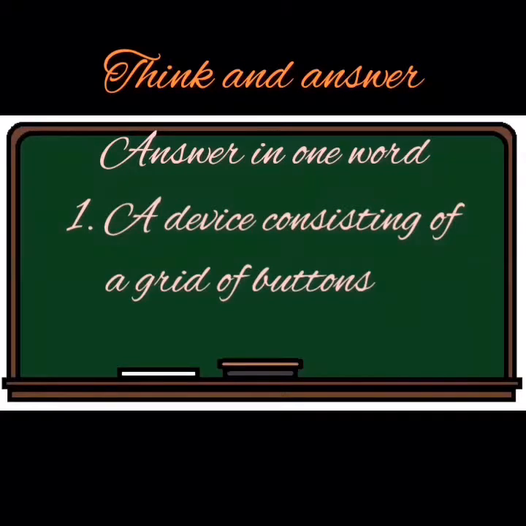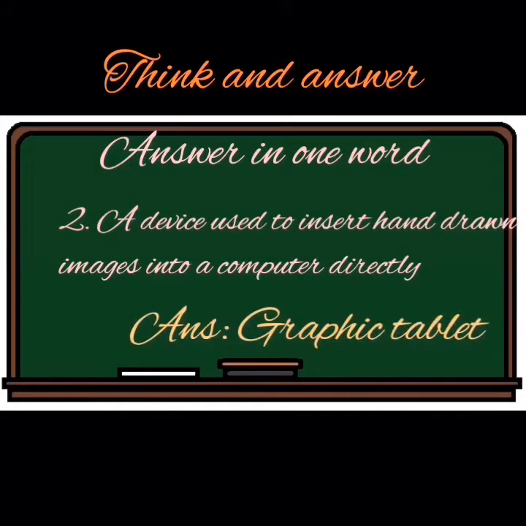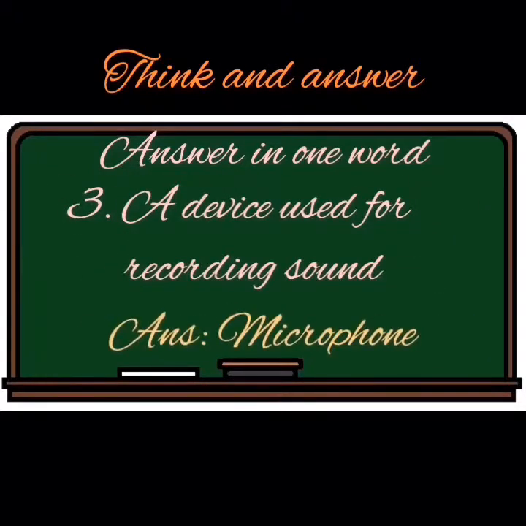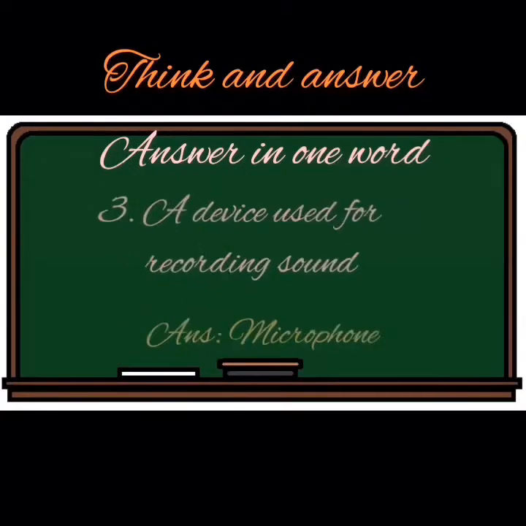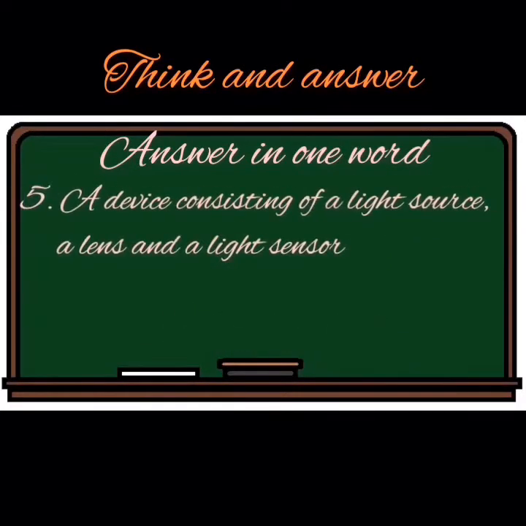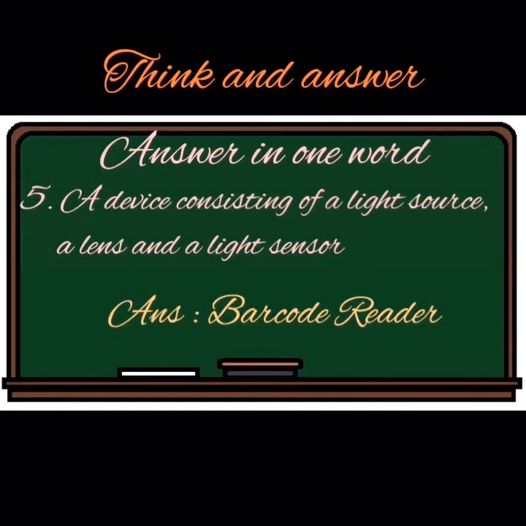Next is think and answer. Answer in one word. First one, a device consisting of a grid of buttons. Answer is keyboard. Second one, a device used to insert hand-drawn images into a computer directly. Answer is graphic tablet. Third one, a device used for recording sound. Answer is microphone. Fourth one, a device used to play games on a computer. Answer is joystick. Fifth one, a device consisting of a light source, a lens and a light sensor. What is that? Barcode reader.